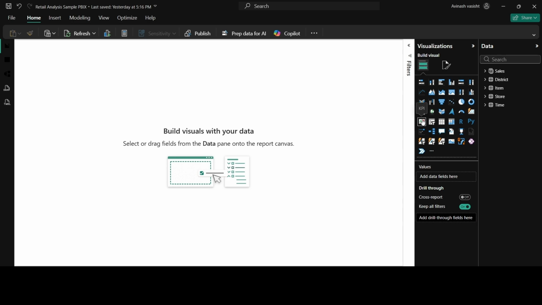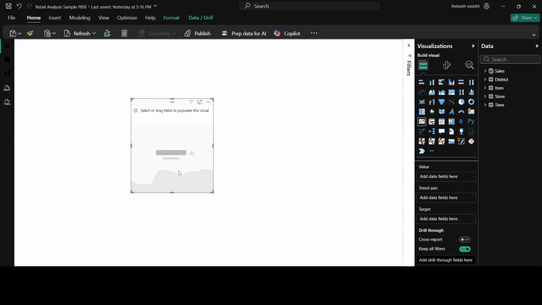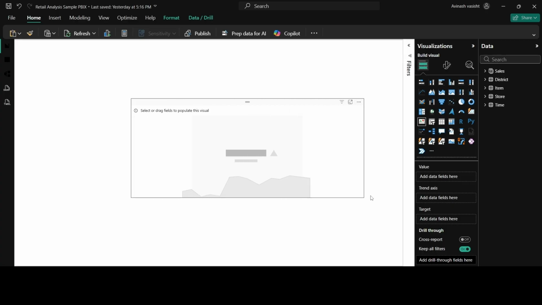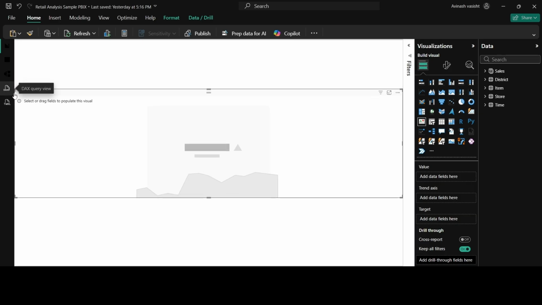First, we will select this KPI visualization from the visualization pane, and we want to find out whether this many units sold is greater than the previous one. We want to find out whether we are heading towards our goal or lagging behind. So in the value field, we will put this year's units sold.